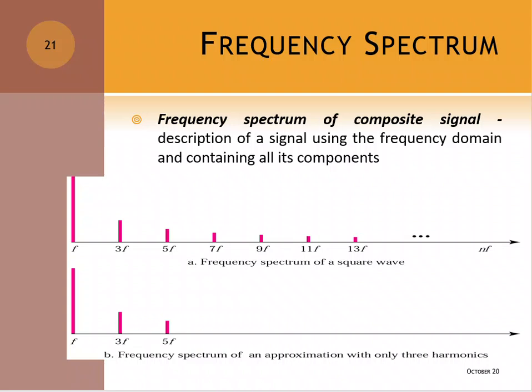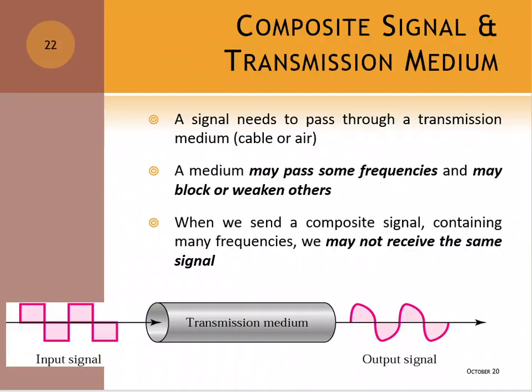For the frequency spectrum of a composite signal, we can draw something like this, which means a description of a signal using the frequency domain and containing all of its components. Today we are going to continue a little bit about composite signals and transmission media. A signal needs to pass through a transmission medium, cable or air. In the case of wireless transmission, we use air.